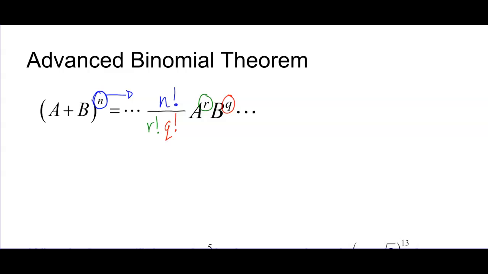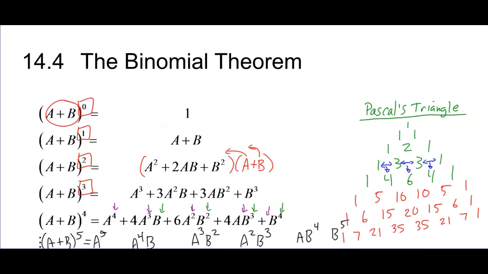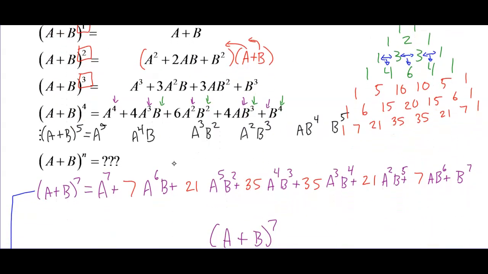What they notice is, in the pattern we were just working on the previous page, notice how for any individual term, the two exponents always add up to the total exponent. So when you're doing a plus b to the 7th, each term, the two exponents add up to 7. When we were doing a plus b to the 5th, the two exponents always added up to 5, and so on. So here's what they do.